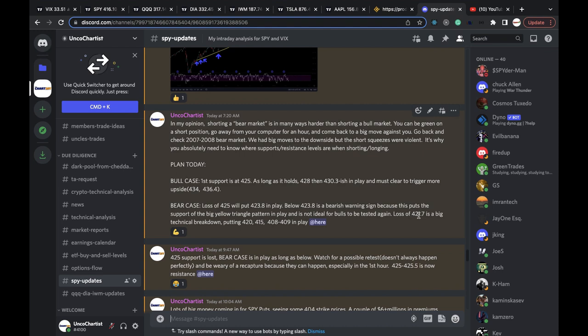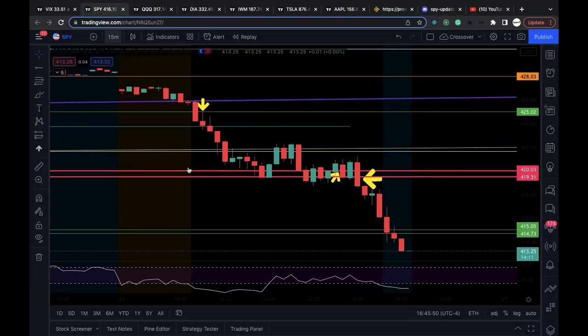Loss of 421.7, that was the level, is a big technical breakdown, putting 420, 415, then 48 to 49 in play. Obviously 420, 415 hit beautifully, but let's talk about this.